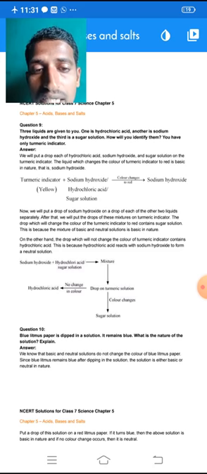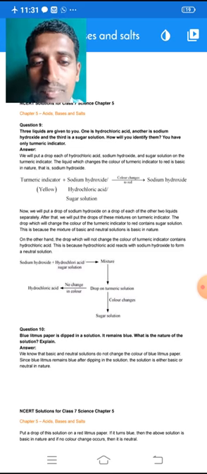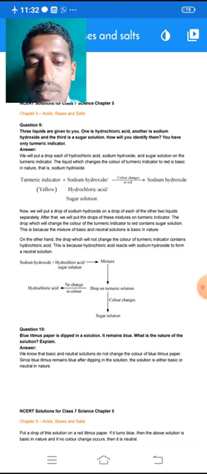If the turmeric indicator changes to red color, it contains sugar solution, because the mixture of basic as well as neutral solutions is basic in nature. On the other hand, the drop which contains hydrochloric acid will not change the color of the turmeric indicator, because the hydrochloric acid reacts with sodium hydroxide to form a neutral solution. Let me make you understand through the reaction here.